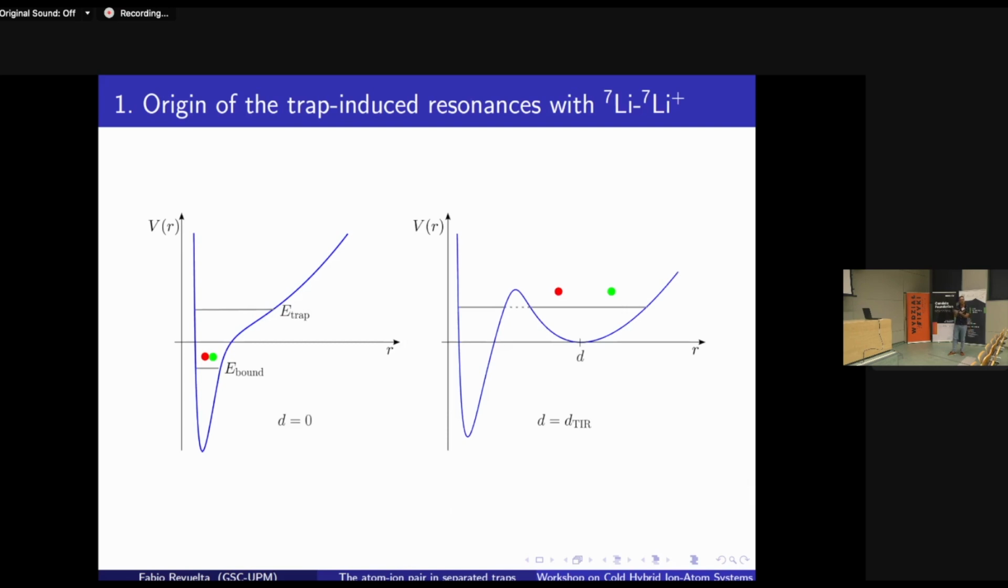But when the traps start to move and separate one from the other, we get this barrier here, and then this trap state can become resonant with the bound state, and this situation is where the avoided crossings appear and where the exchange of the wave function shape can take place.